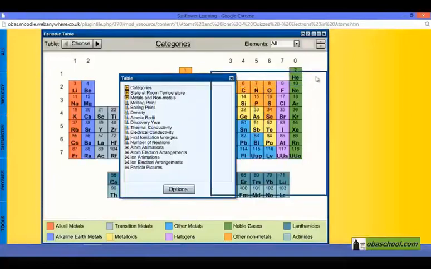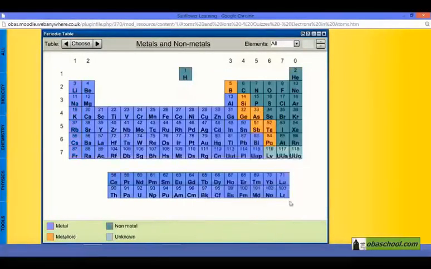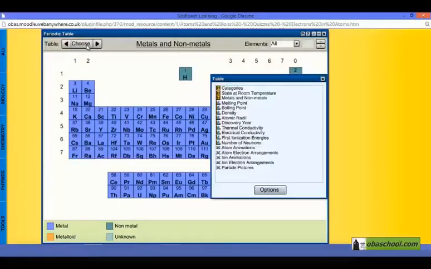Press choose in the upper left and press on the option metals, non-metals. So a new periodic table with the new colors. Metals to the left are in blue and metalloids are in orange. Non-metals are to the right and unknowns are in pale blue. You see the metalloids in orange separating between the metals and non-metals.